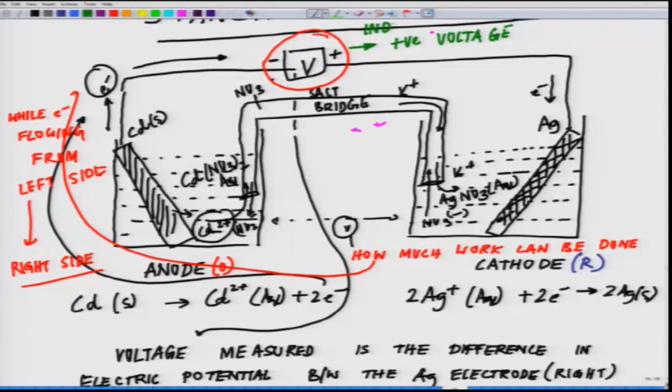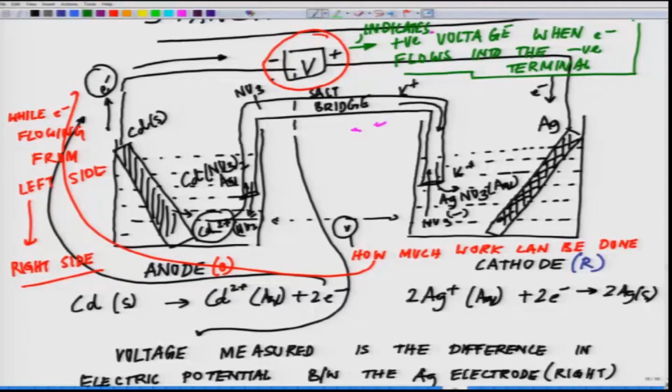Indicates positive voltage when electron flows into the negative terminal. So, there could be a vice versa, and this will come very handy, and please mark this word while we will be talking about the electrodes.